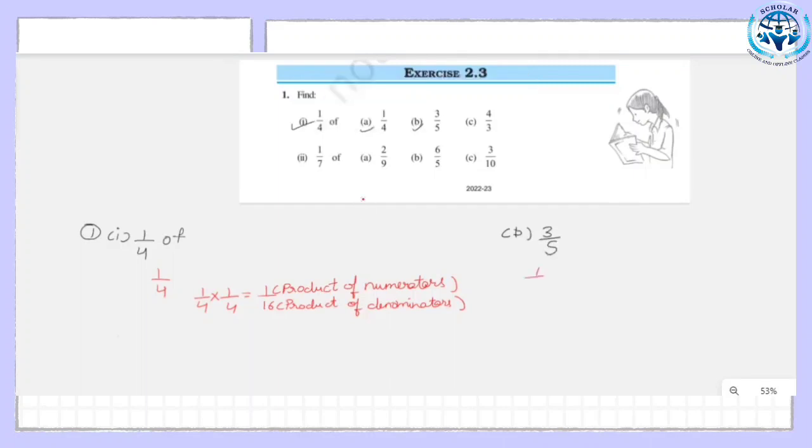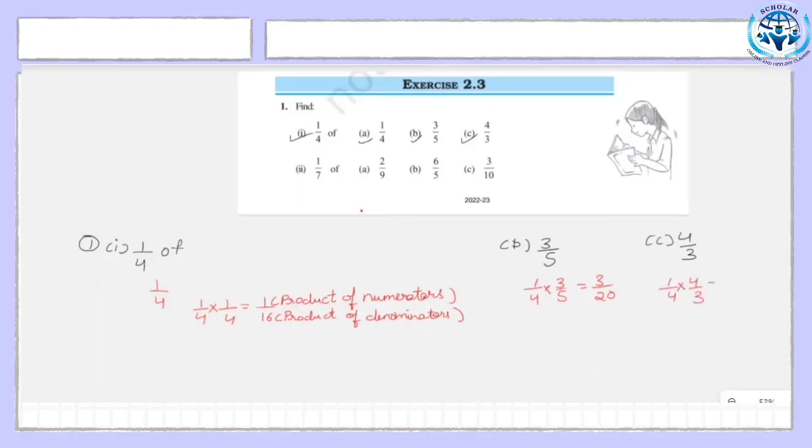1 by 4 of 3 by 5 means 1 by 4 into 3 by 5, which is equal to 3 upon 20. Now next, 4 by 3, 1 by 4 of 4 by 3, that means 1 by 4 into 4 by 3. 4 and 4 are cut and the solution is 1 by 3.